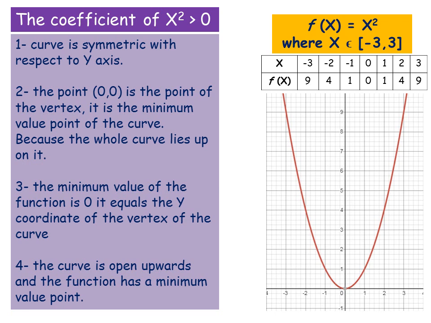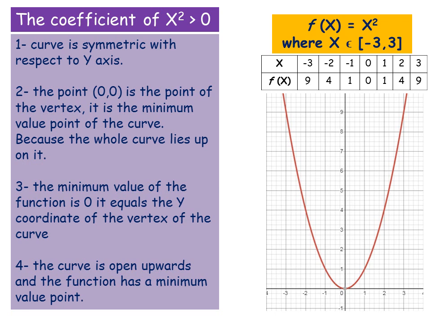That's all. And every curve that represents a quadratic function has an axis of symmetry. This axis of symmetry passes through the point of the vertex. The vertex here is the minimum point of the curve, and it's the point where the curve changes its direction just after passing through this point.